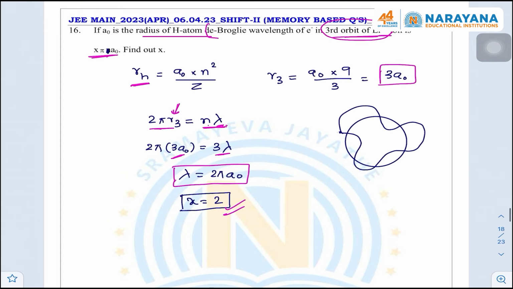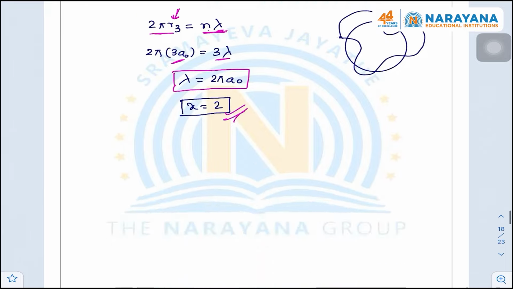Simple question. So first we should calculate the radius of third orbit, that we are getting as 3A0. So for constructive interference in an orbit, 2 pi r should be equal to n lambda. n is 3 and R3 is equal to 3A0. From that we get x equal to 2.